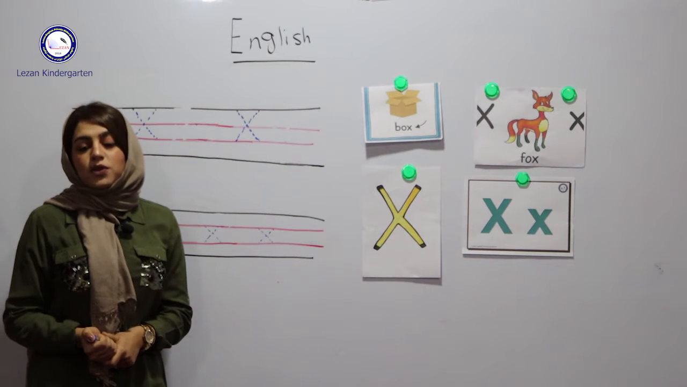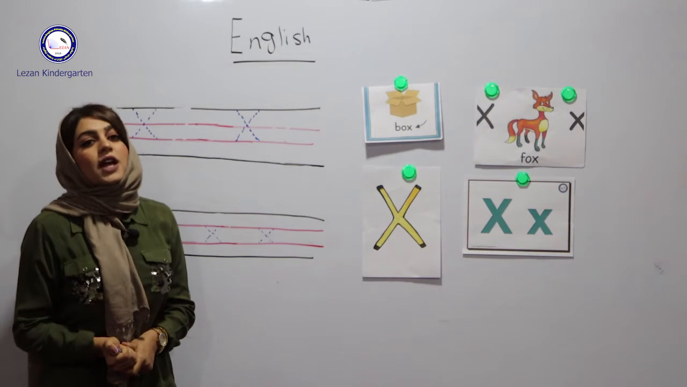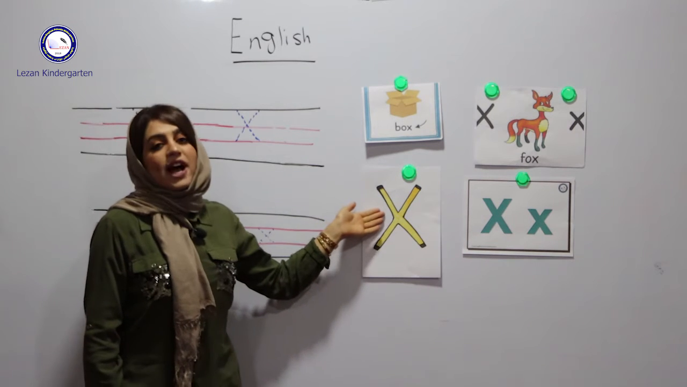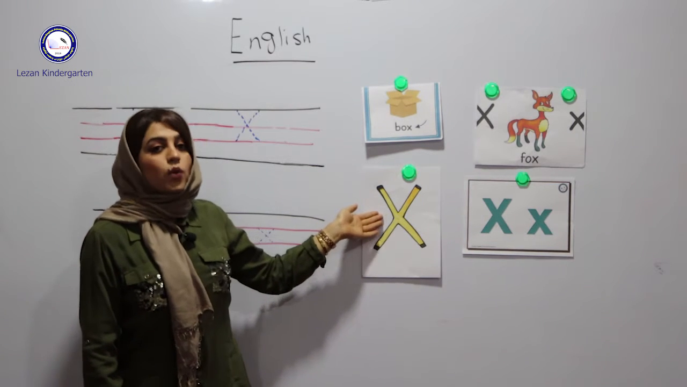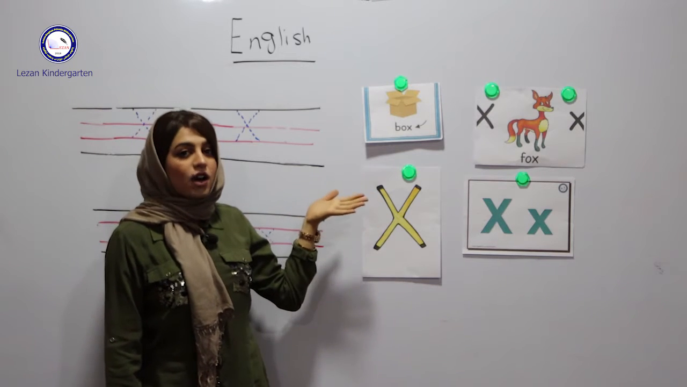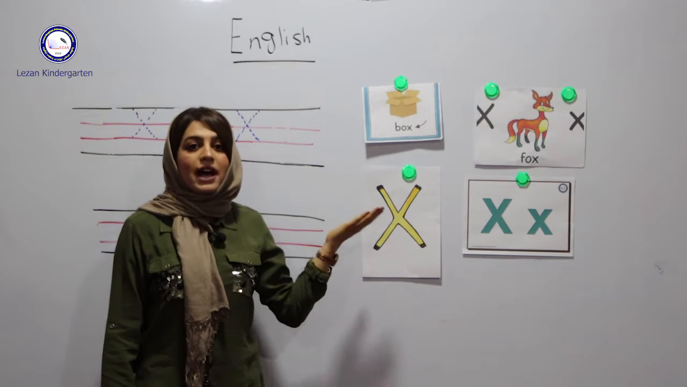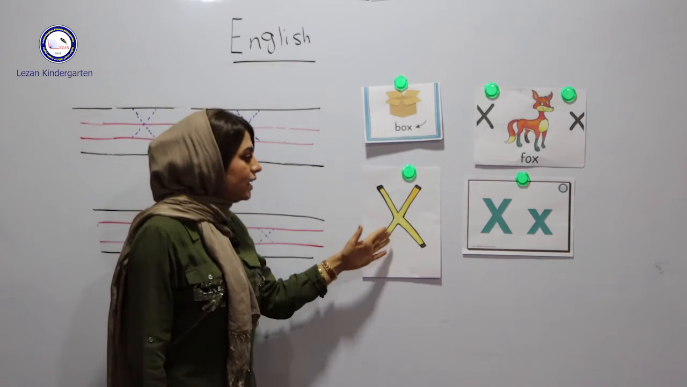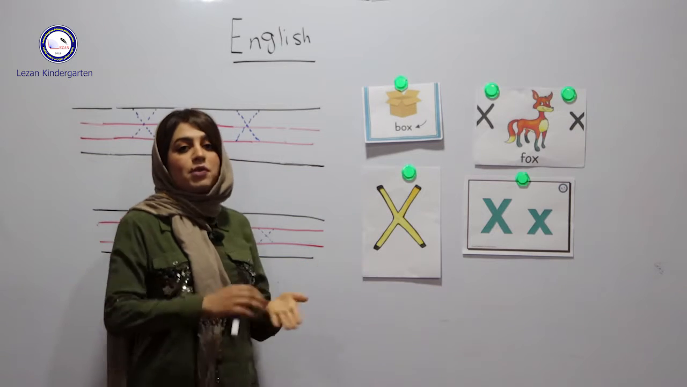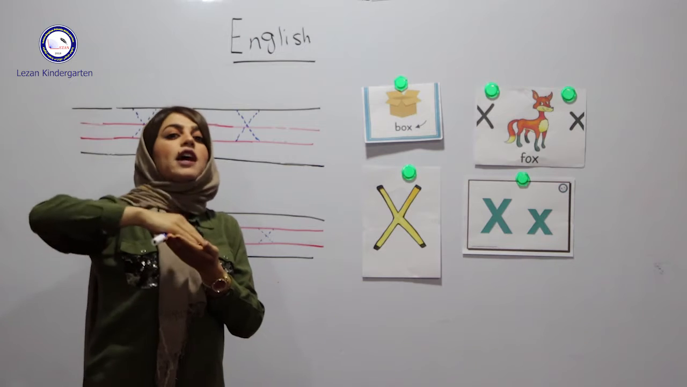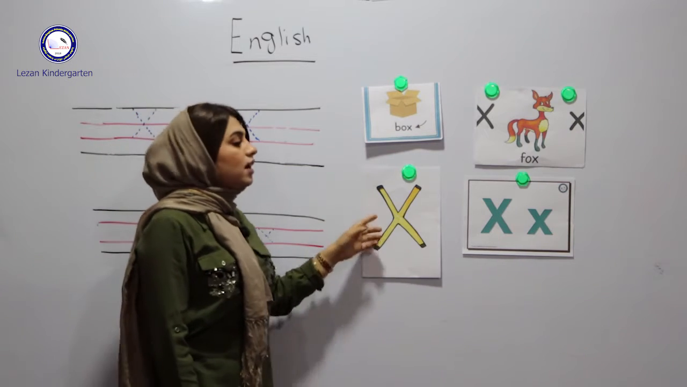Today, I'm going to explain a new letter for you. Let's see what we have today. We have kiss. Repeat after me: what do we have? Kiss. What's this letter? This is capital kiss. Capital kiss.